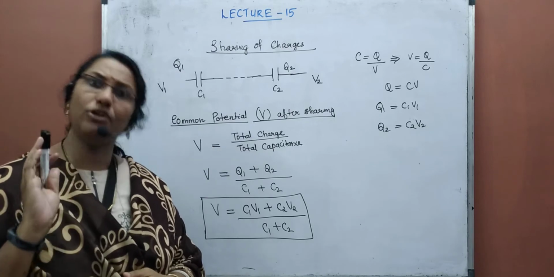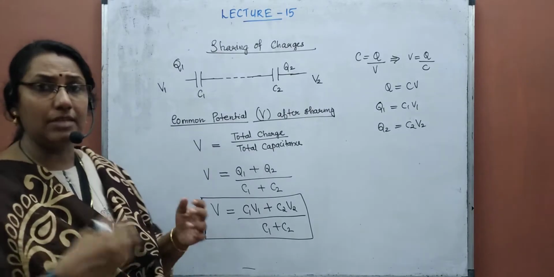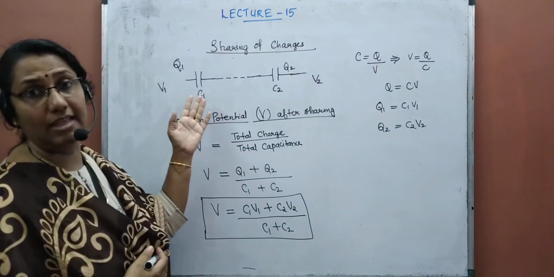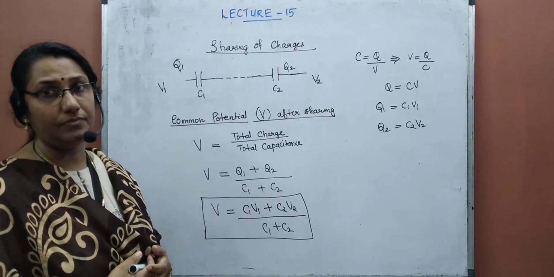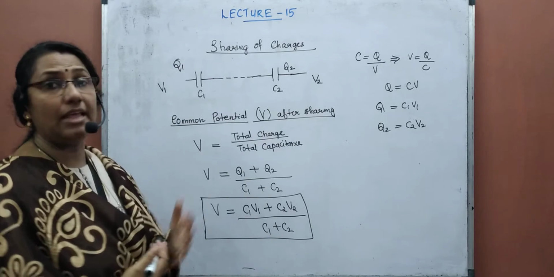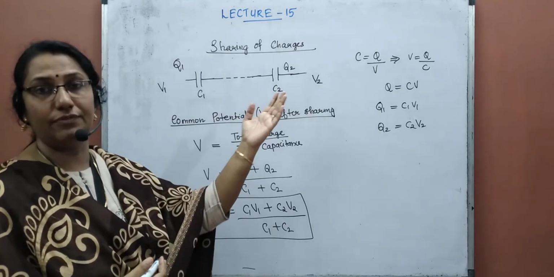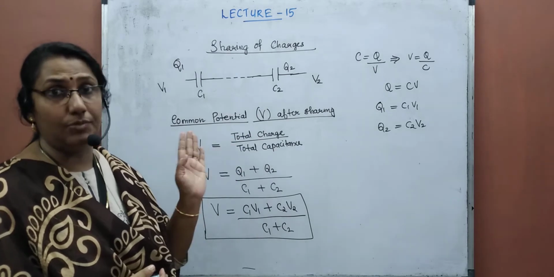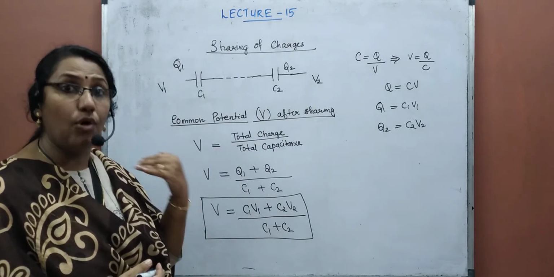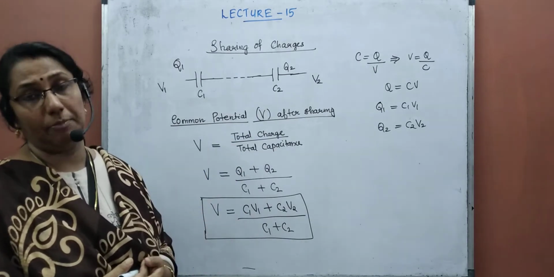No, it was before sharing. After sharing, sometimes if C1 is at higher potential, it gives some charges to C2, or if C2 is at higher potential, charge flows from C2 to C1. Whatever may be, charge is distributed. Charge is flowed from one capacitor to another capacitor.